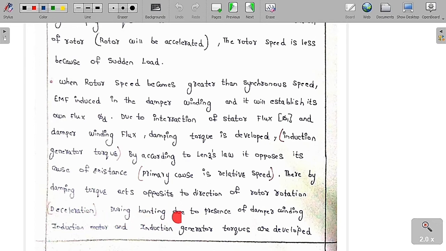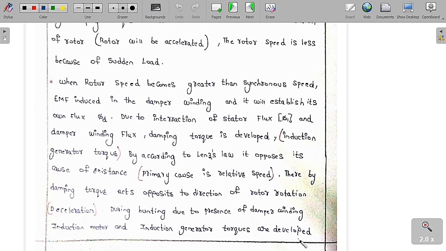So during hunting, due to the presence of the damper winding, induction motor and induction generator torques are developed. Whenever there is a sudden change in load, these induction motor and induction generator torques are going to be established, and they will try to make Nr equal to Ns always. So this is the beauty of this concept.